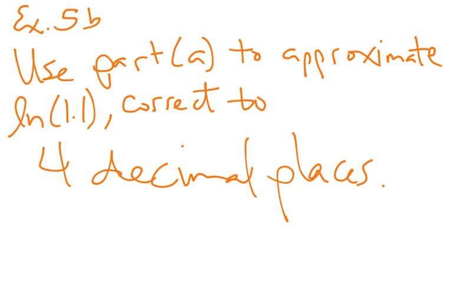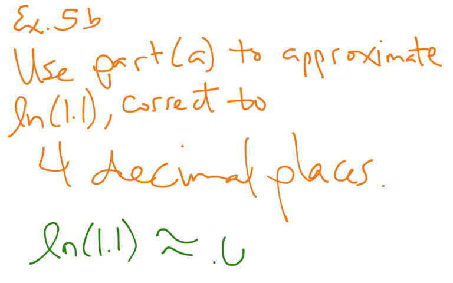I'll give you a hint. We only have one technique for doing this. Okay, there's your hint. And I will give you the answer that you should get. The natural log of 1.1, according to our approximation, correct to 4 decimal places, using what you're supposed to use, is going to be 0.0953. So if you don't get that, well, then you got some more work to do and more studying to do. So work to get that answer.